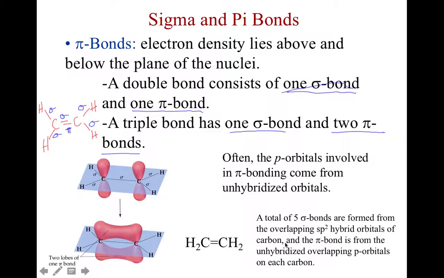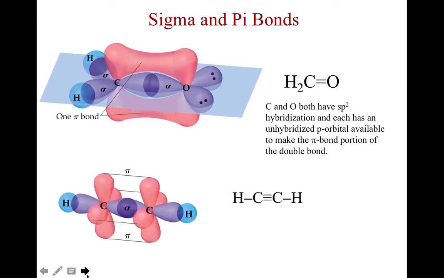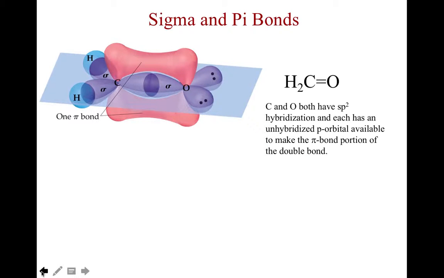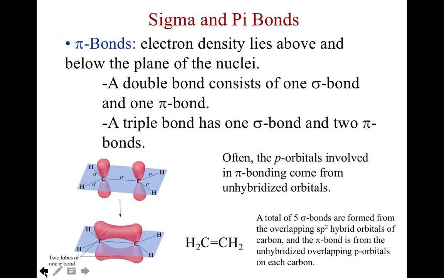The 5 sigma bonds are formed from the overlapping of the sp2 hybrid orbitals. The pi bond is from the unhybridized overlapping p orbitals on each carbon. And then we will talk about this slide tomorrow in class. So take a look at this. The main thing is that from the Lewis structures, you can determine the hybridization, the electron domains, electron geometry, molecular geometry, and the sigma and pi bonds. And that's why we spent so much time on the Lewis structures.